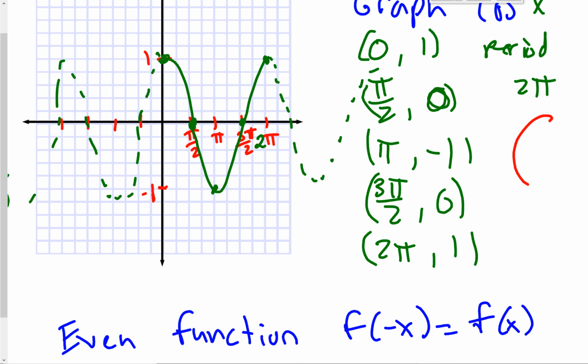And we can get that from the unit circle as well, right? 0 degrees, 90 degrees, 180, and 270. But you want to use radians. You don't use degrees when you graph these.